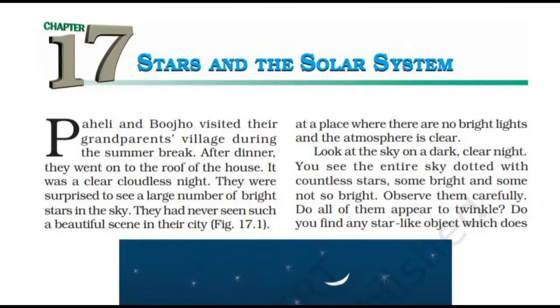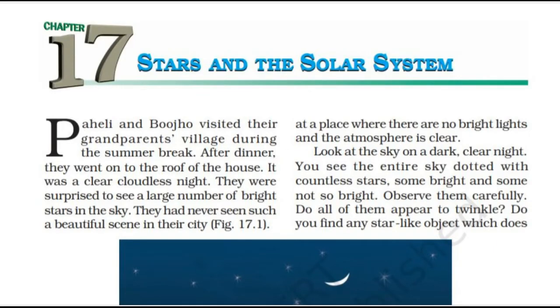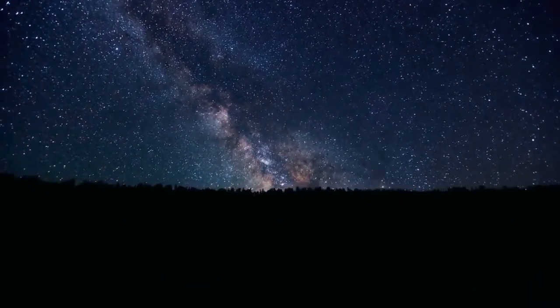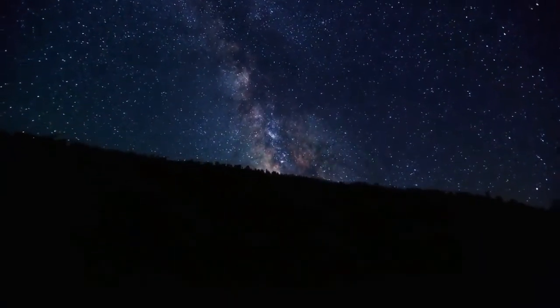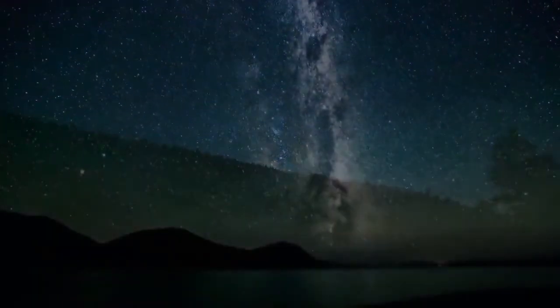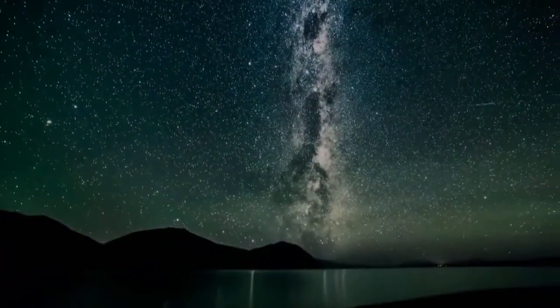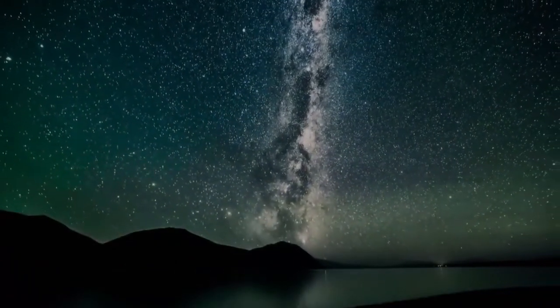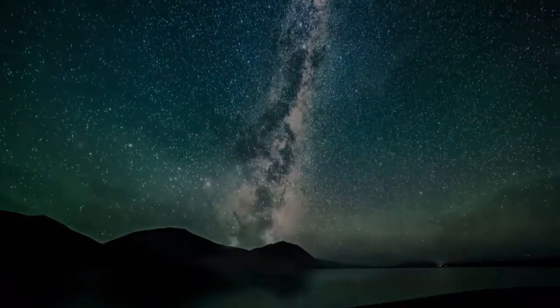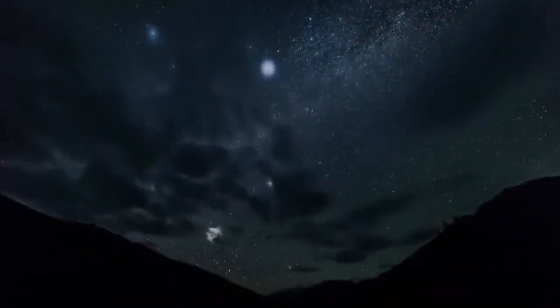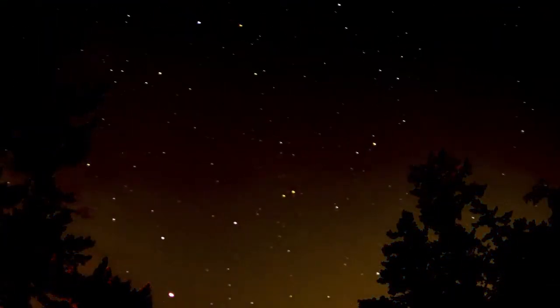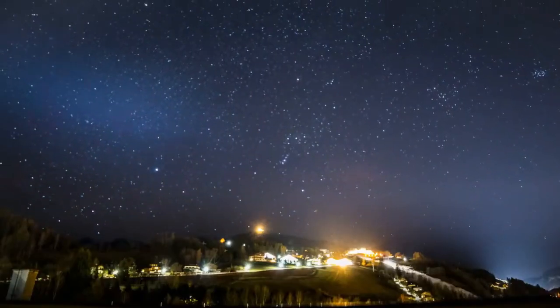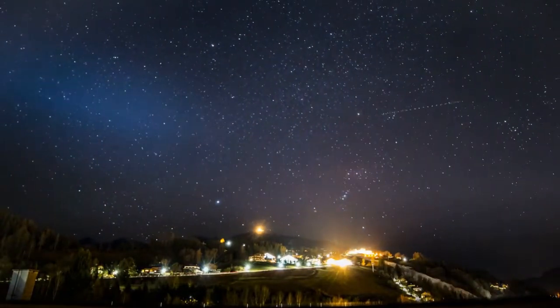We are in chapter number 17, Stars and Solar System. If we look at the sky on a dark, clear night, what do we see? We see the entire sky dotted with countless stars, some bright and some not so bright. If we observe them carefully, we find not all of them appear to twinkle, right? Some twinkle and some do not.